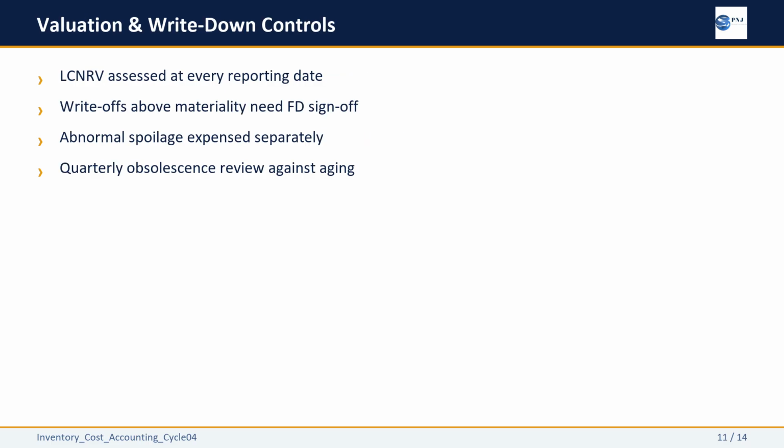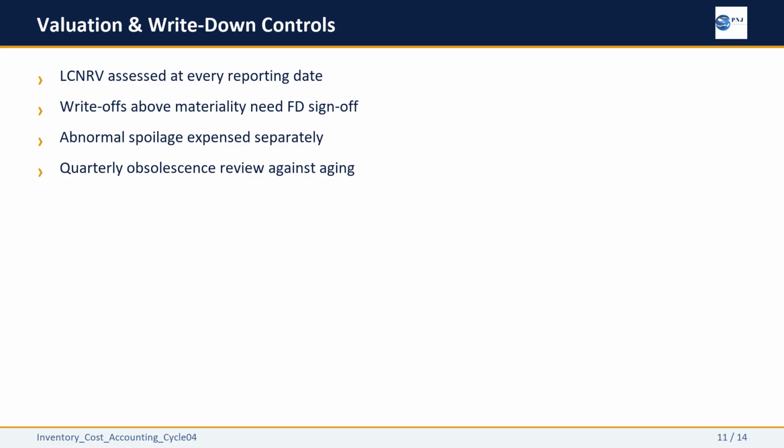Valuation is where the balance sheet tells the truth or does not. Two high risks live here. First, lower of cost or net realizable value, LCNRV, not assessed on time because the review is deferred to year-end while the market moves, which overstates inventory and profit in interim periods. The control is an LCNRV assessment at every reporting date, never deferred.